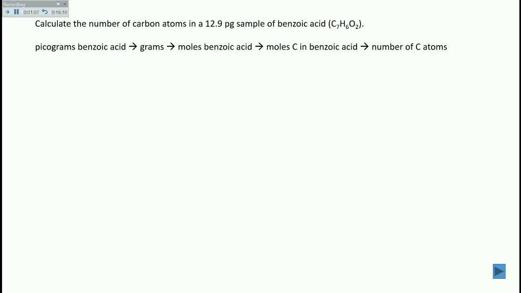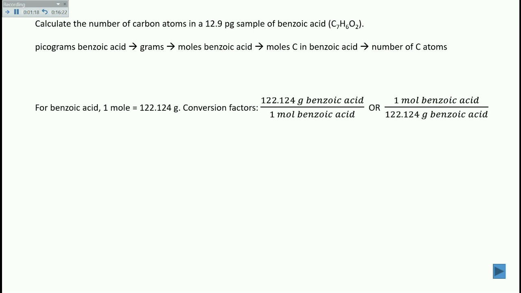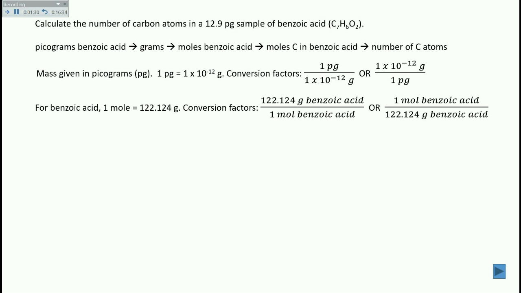So this is a four-step conversion factor problem, and it always helps to write out the steps that I intend to take, and then I can apply the appropriate conversion factors in sequence. So of course I'm going to need the molar mass of benzoic acid, so let's go back to this, same place we've been before. Then I'm going to need a conversion factor between picograms and grams. To do that, I can take advantage of my definition of a picogram, which is 1 times 10 to the minus 12 grams. Two possible conversion factors then are 1 picogram over 1 times 10 to the minus 12 grams, or 1 times 10 to the minus 12 grams over 1 picogram. And I can select that at the appropriate time.